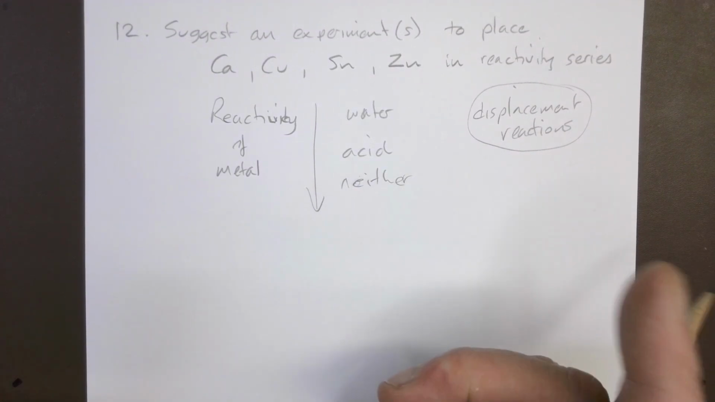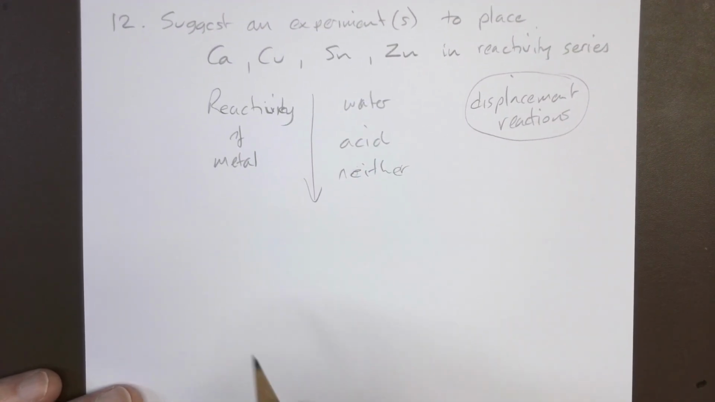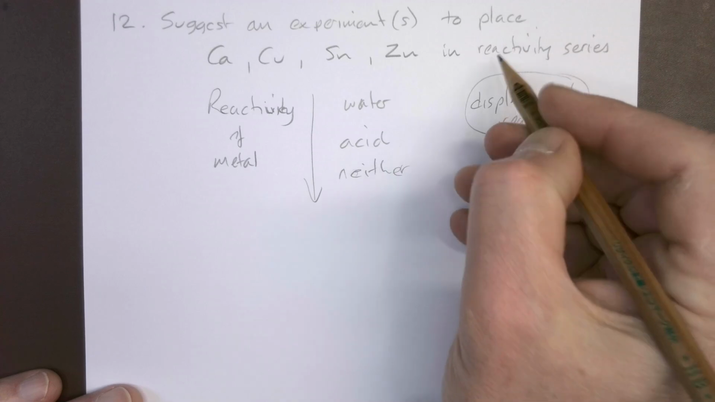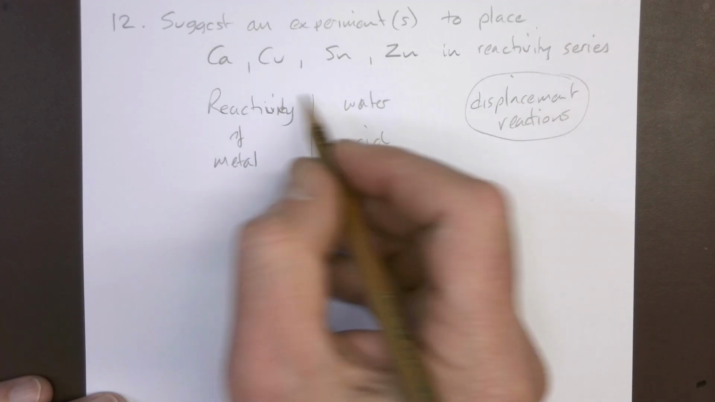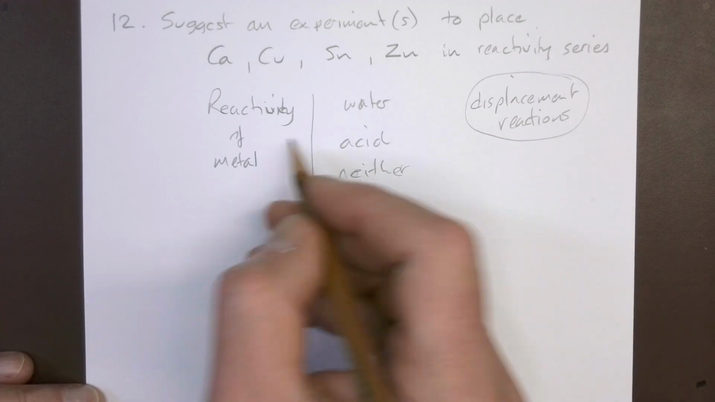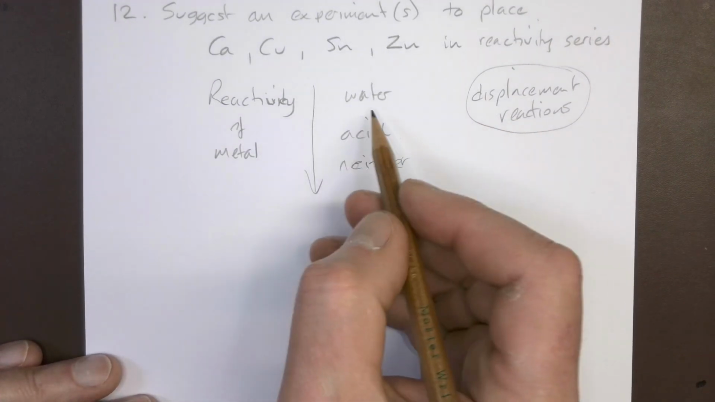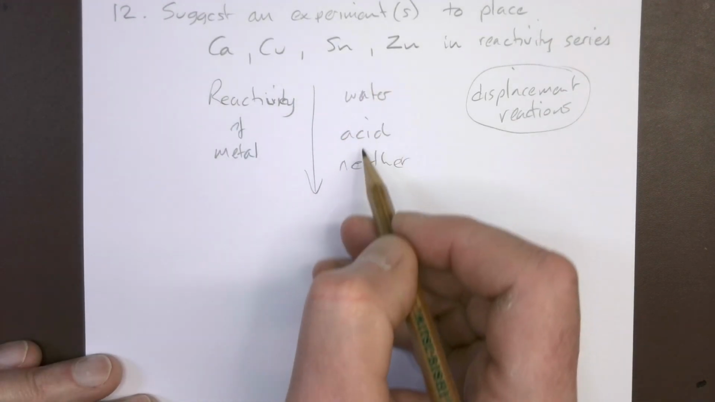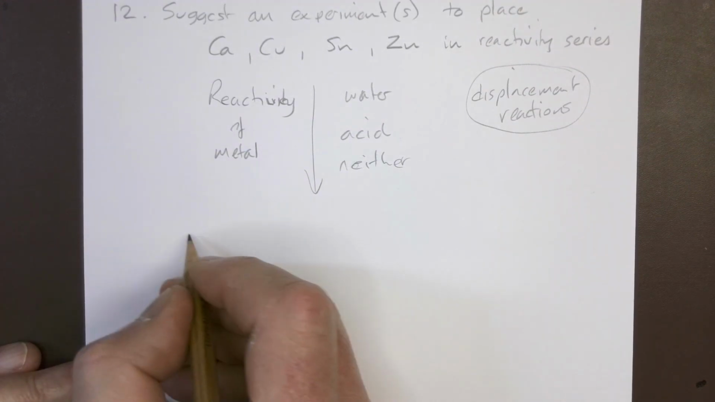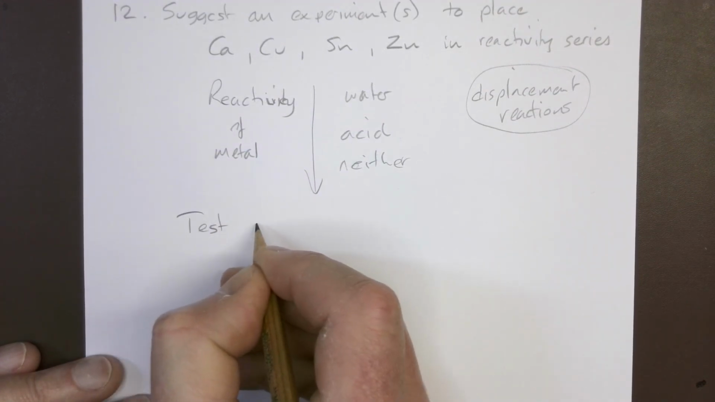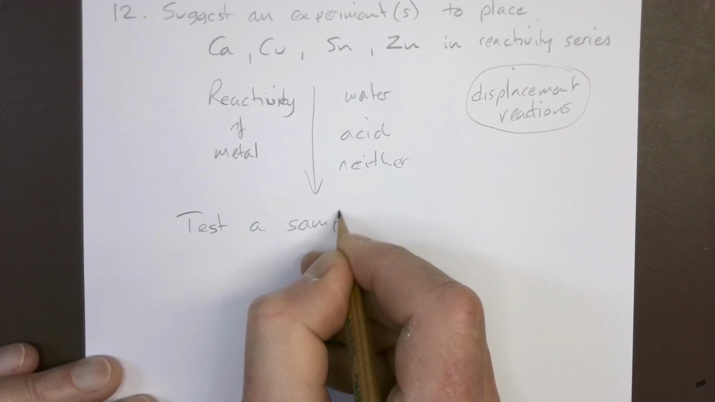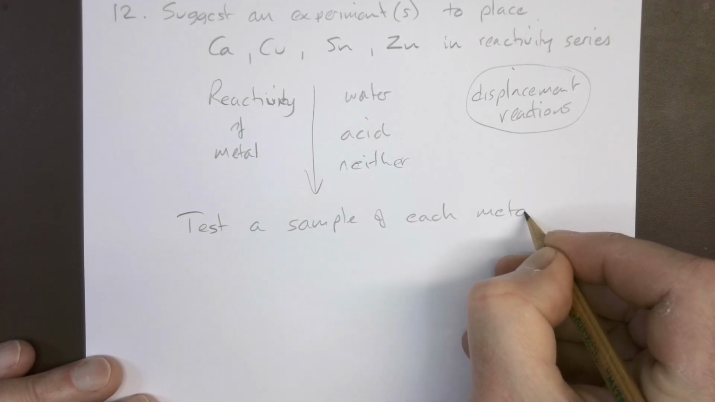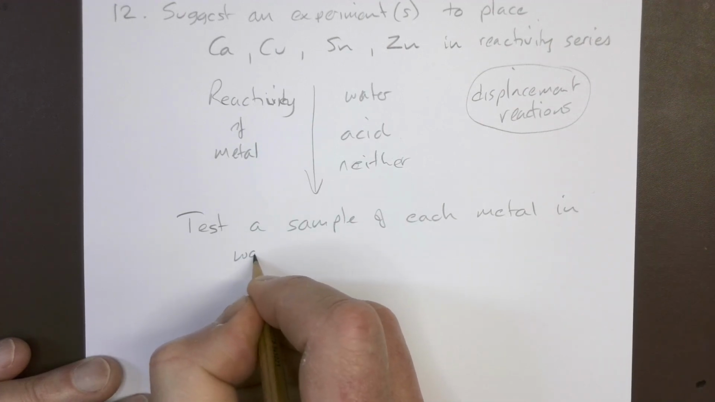I would avoid taking two electrodes and testing the voltage between them, because I know we do that experiment here, but it's the electrochemical series, not the reactivity series. So how do we do this? The other thing you can remember here is a bit of your reaction rate work: the greater the rate of reaction, the more reactive the metal. So what I'm going to do is test a sample of each metal in water.